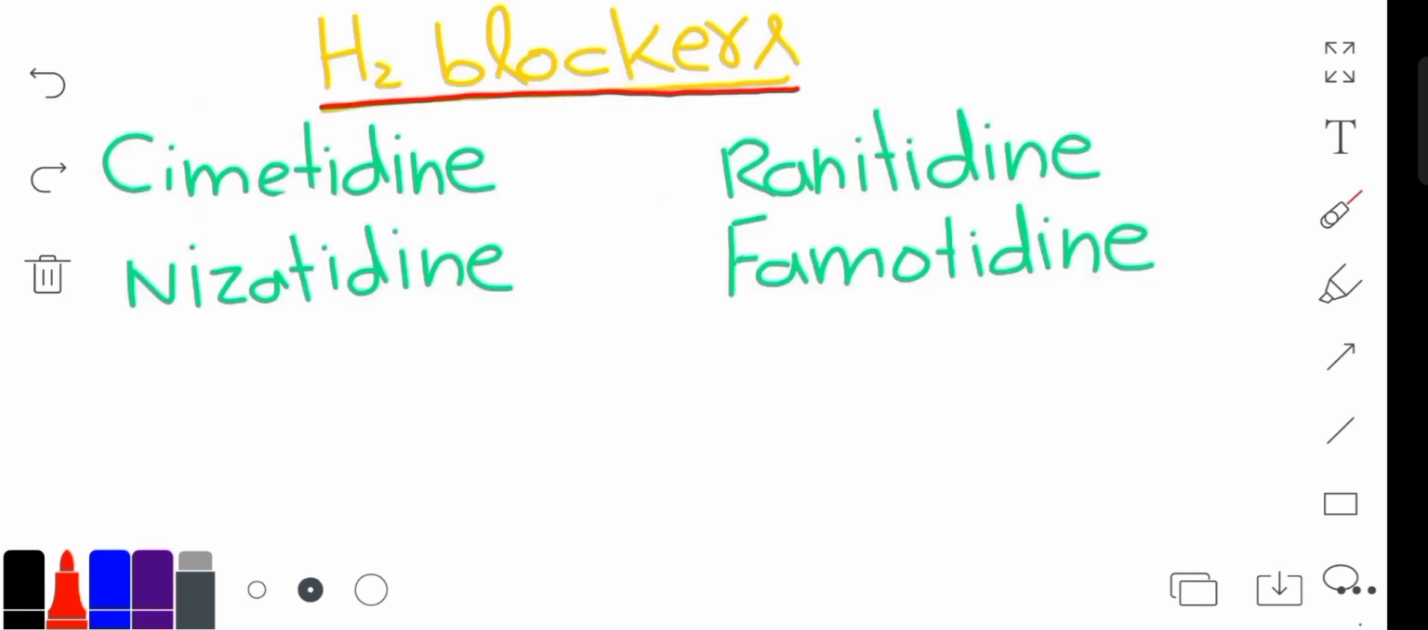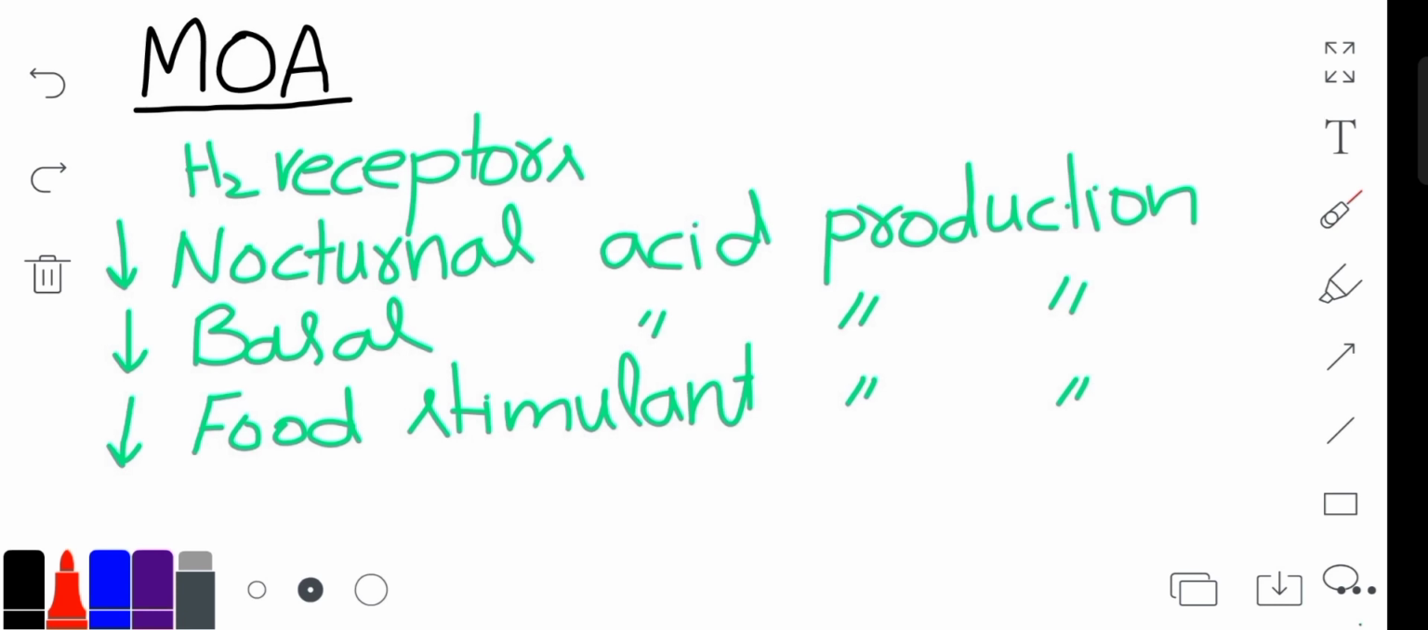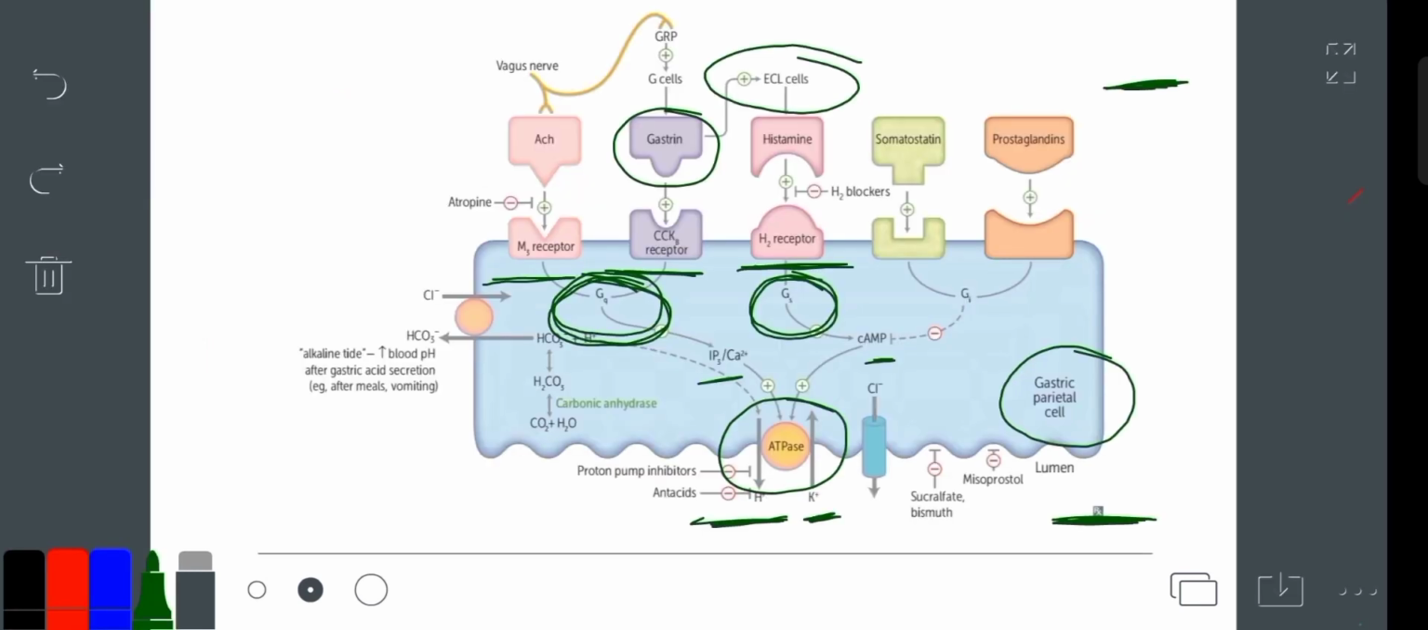H2 blockers include cimetidine, ranitidine, nizatidine, and famotidine. If we talk about the mechanism of action, H2 blockers selectively bind with histamine type 2 receptors and inhibit the action of H2 receptors reversibly. As I explained, histamine is released by endocrine-like cells and acts on H2 receptors.